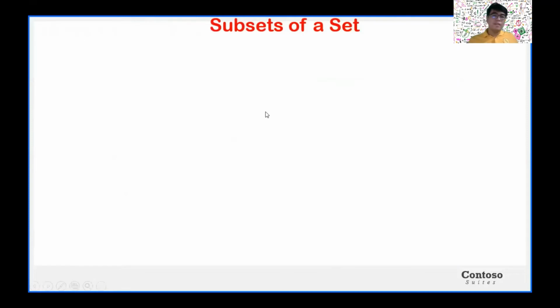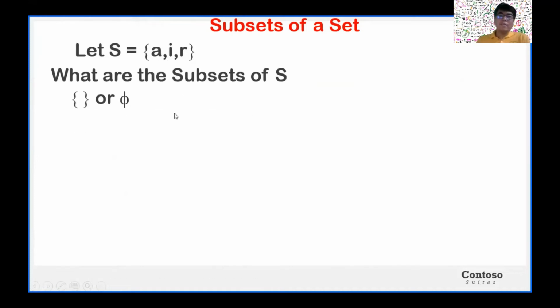Now, subsets of sets. Let S be a set containing the elements A, I, R. What are the subsets of S? First, the set containing nothing, or empty. The set containing nothing is a subset of S because it has no element that is not also present in S. So this is actually a subset of all sets. The set containing nothing, or null set, is a subset of all sets.